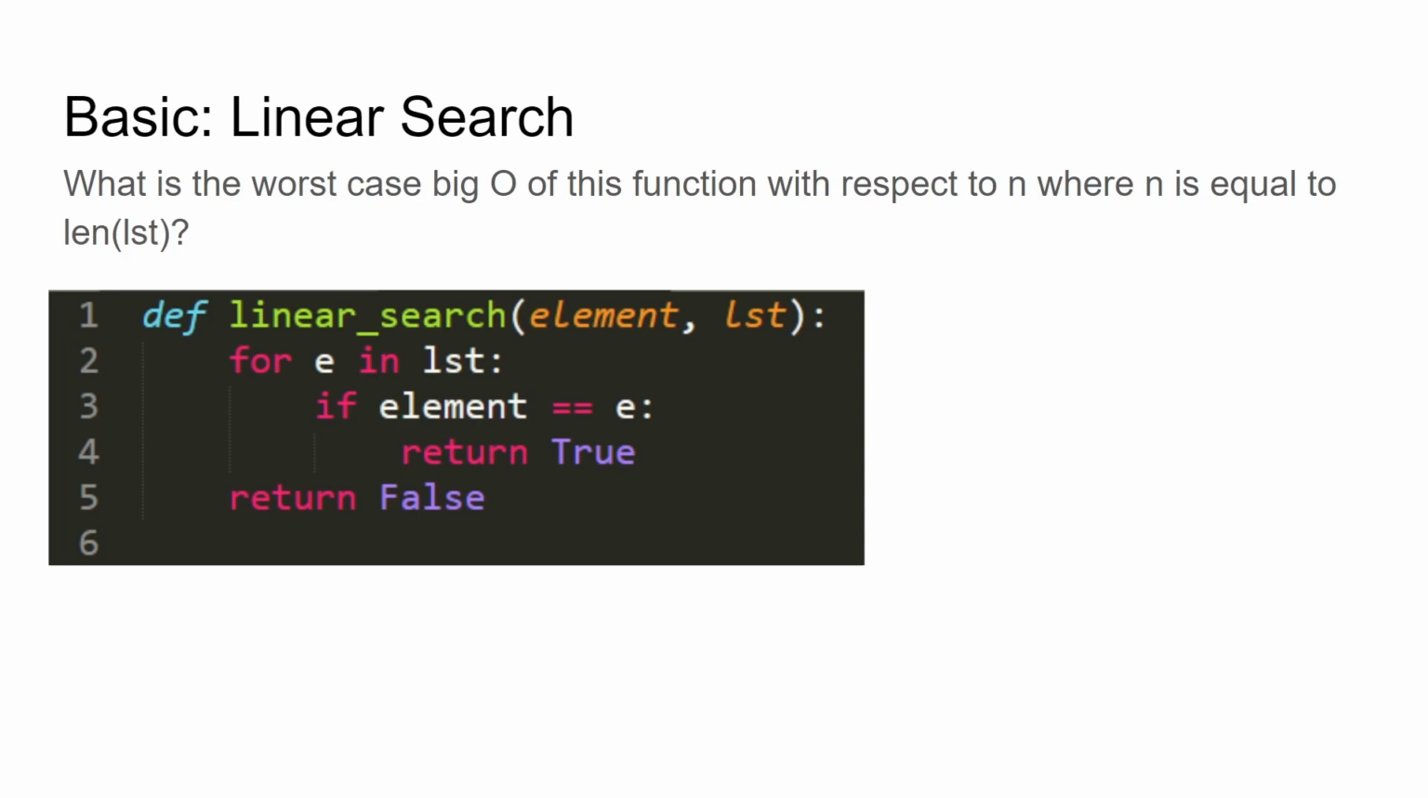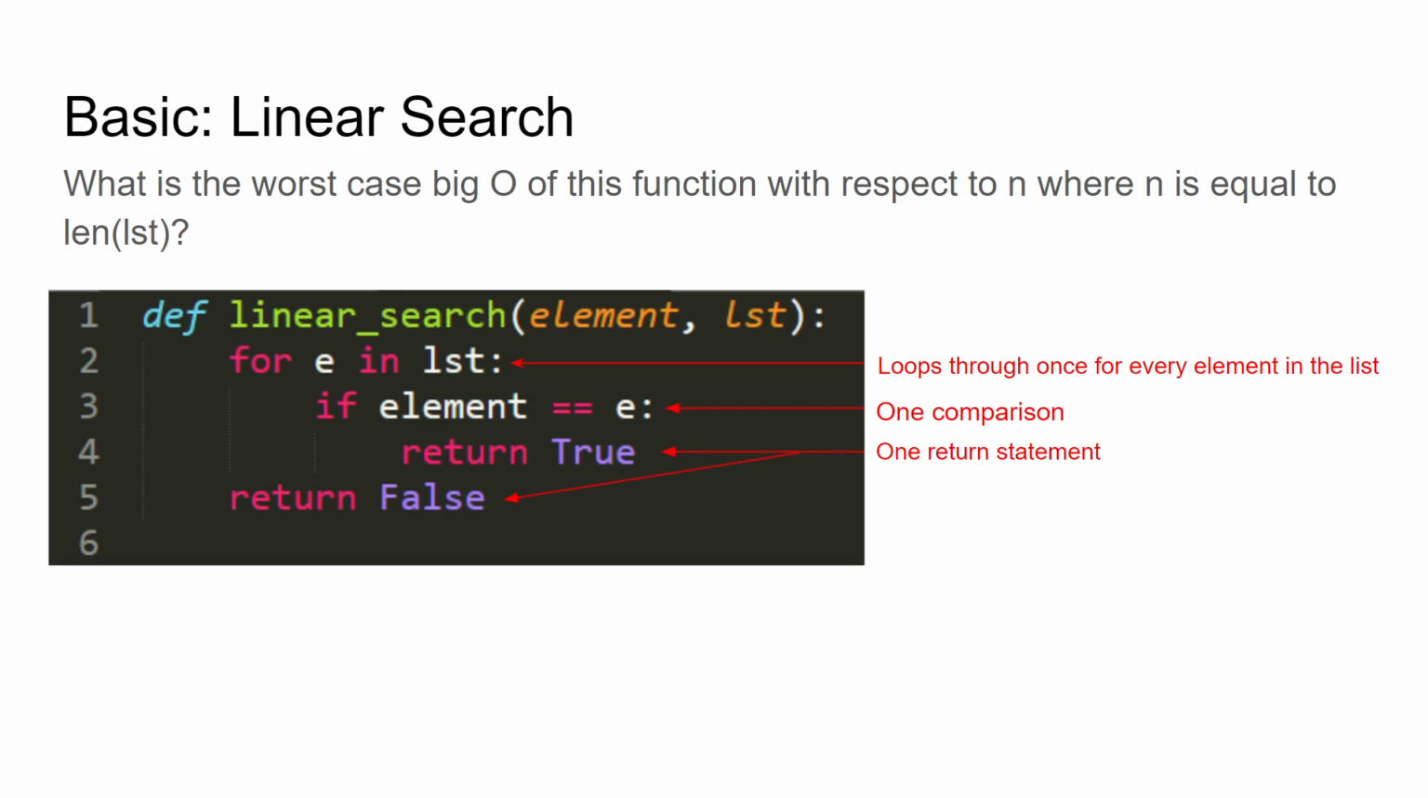The first step is to find the runtime function. We do this by counting the number of operations that the function performs. In the worst case scenario, the function will loop through every element in the list, perform one comparison per element, and then return. Since there are n elements and we do one comparison per element plus the last return, our runtime function is 1 times n plus 1, or just n plus 1.